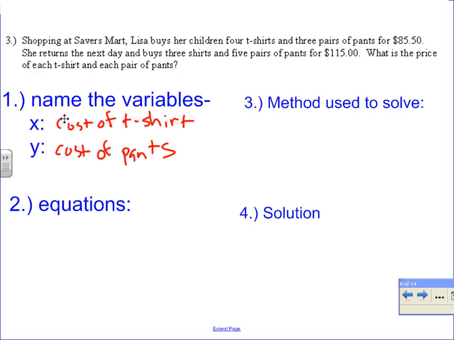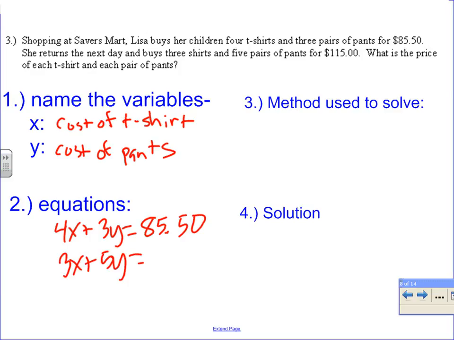Okay, what is one of the equations? They're always going to be in standard form. Well, what's one of them? Good. 4x plus 3y equals $85.50. Jake, what do you think the other one is? Good. 3x plus 5y equals 115. And do you guys agree matrices is still the easiest? I think so too, again, because there's decimals. So go ahead, I'll let you guys just do this one this time. Solve using a matrix, and I want you to tell me what you got for x and what you got for y and what it means in this scenario.